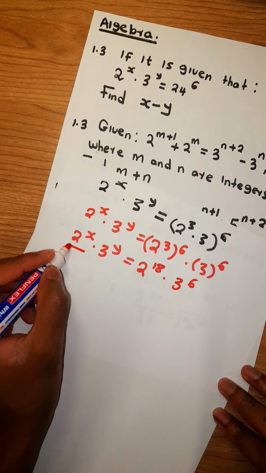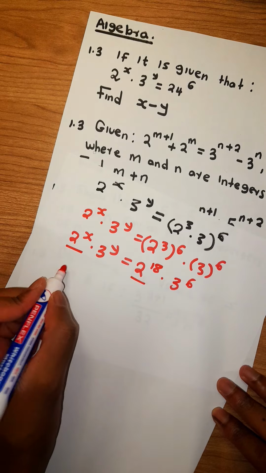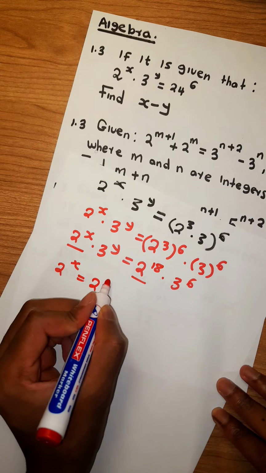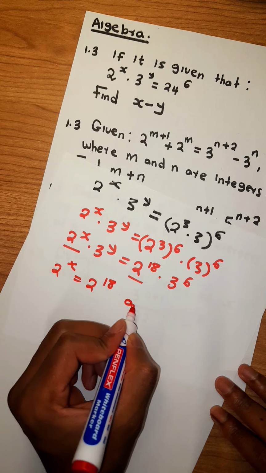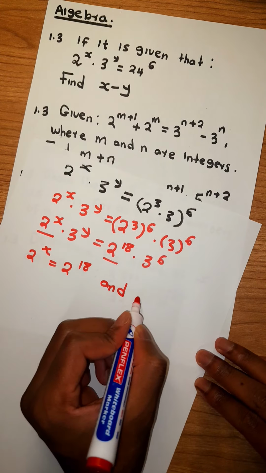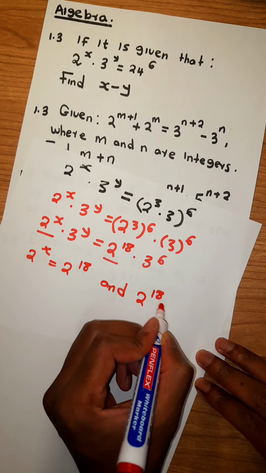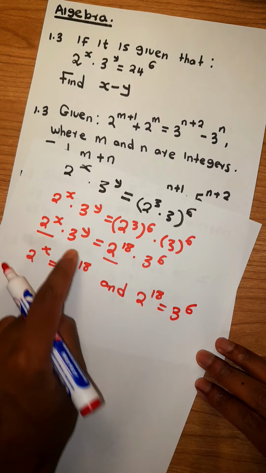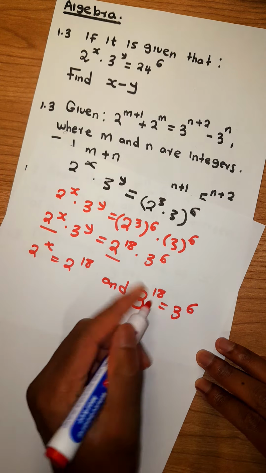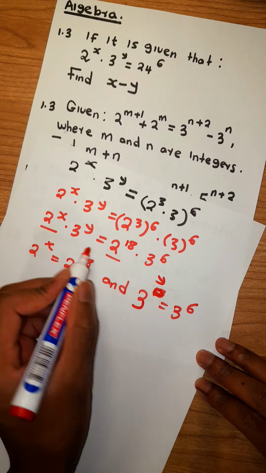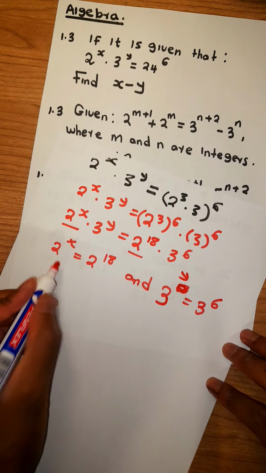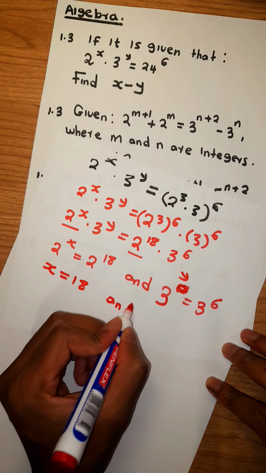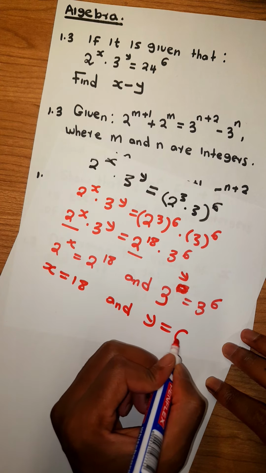So we have 2 to the power x and 2 to the power 18. We're going to say 2 to the power x equals 2 to the power 18, and as well, 3 to the power y equals 3 to the power 6. So we found that our x is going to be 18 and our y is going to be 6.